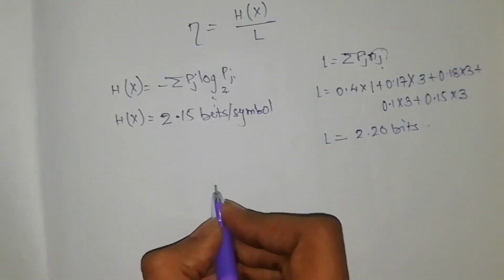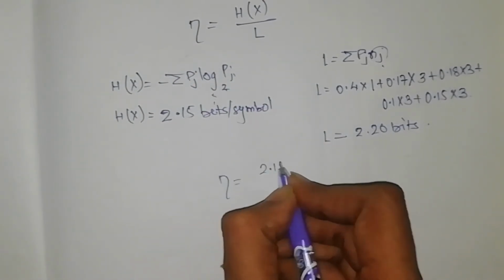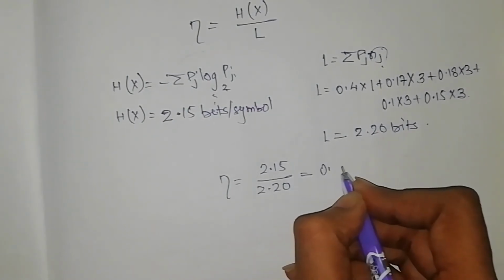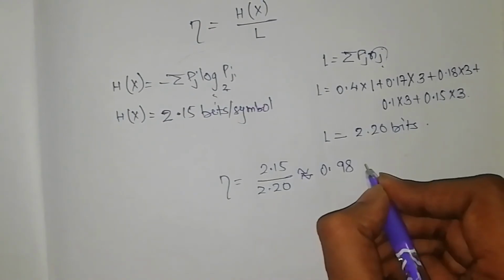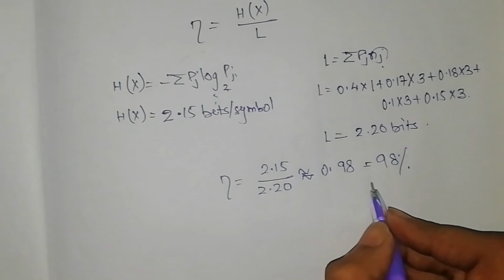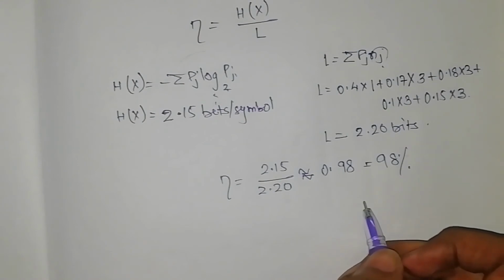So now we can easily calculate the efficiency, that is 2.15 by 2.20, which will come out to be 0.98. It will be an approximate value. So this will be equal to 98%. So here we can see that for this particular case, the Huffman coding is more efficient than the Shannon-Fano coding.